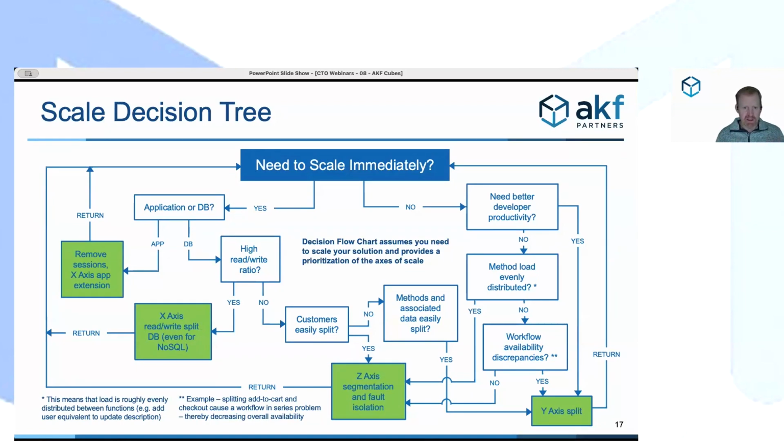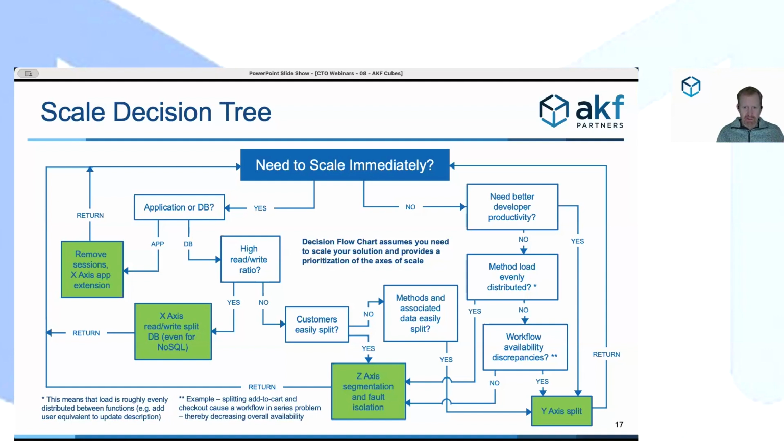If your application is being constrained, you typically will want to try to remove sessions. So we'll talk a little bit about state later. So that is a way to alleviate contention on the database, on the application. A CDN is also helpful here because that should reduce load on the primary application server.